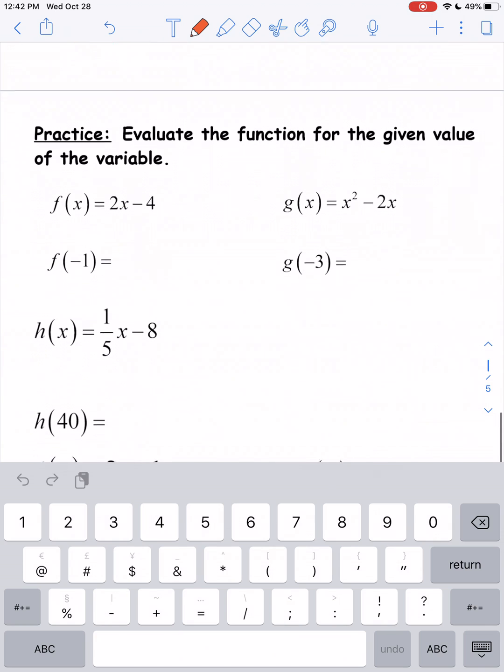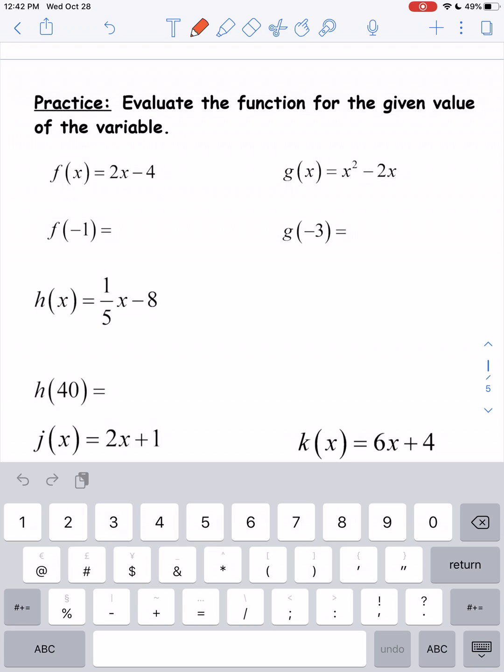Let's try some that are a little bit fancier. All right, so they're having us evaluate the function f of x equals 2x minus 4. They're asking us to replace x with a negative 1. So we say 2 times negative 1 minus 4, negative 2 minus 4, or negative 6. How about g of x? And they're asking us to replace x with a negative 3.